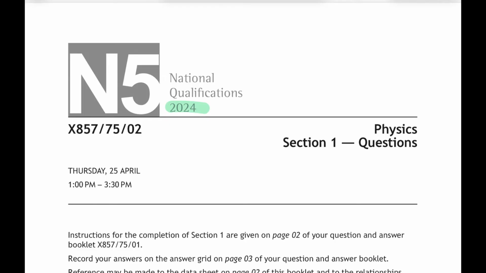That's section 1 of the paper. And remember, the whole paper is 2.5 hours, but the multiple choice section should probably take you about 40 to 45 minutes. We're going to see if we can do it in about half an hour.